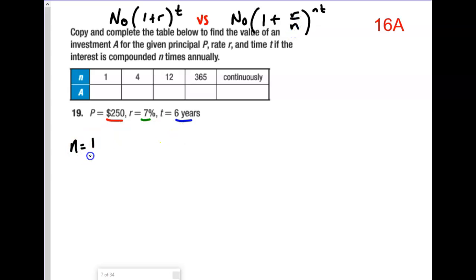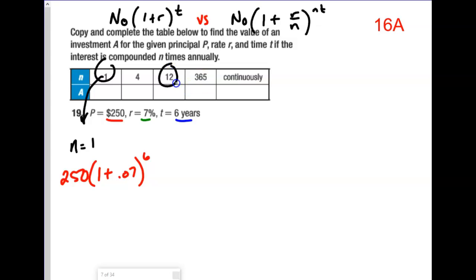So when n equals 1, you can use the simpler version of it, right? So you'd set up 250 times 1 plus your rate of 0.07. Since you're dividing by 1, you don't need to do that part. And then to the 6th power. So are we all okay just knowing how to set that one up properly? That would be this guy.